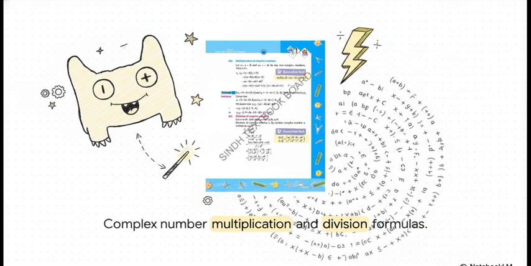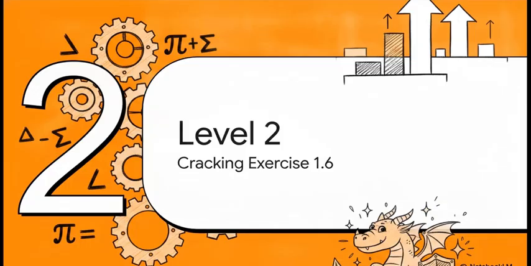Division, I know, looks like an absolute beast of a formula. No way around it. But seriously, don't let it intimidate you. It's actually just derived from one clever little trick. You multiply the top and bottom of your fraction by the denominator's conjugate, and that completely knocks out the imaginary number from the bottom.